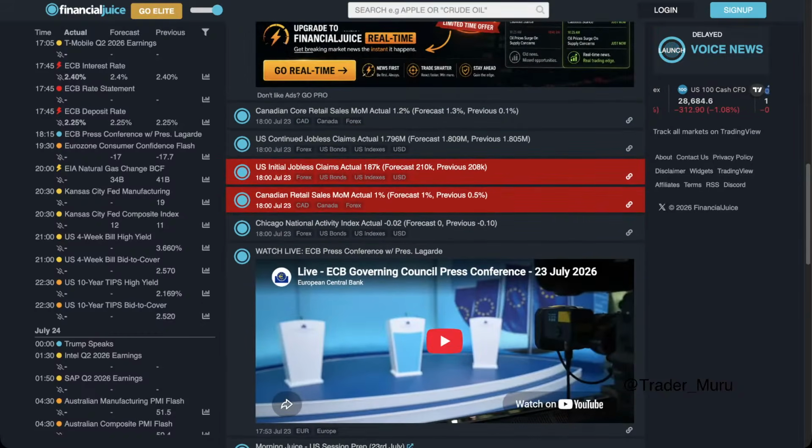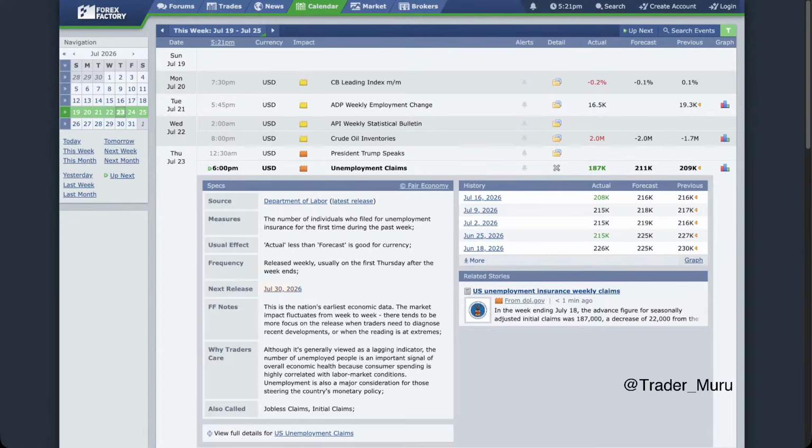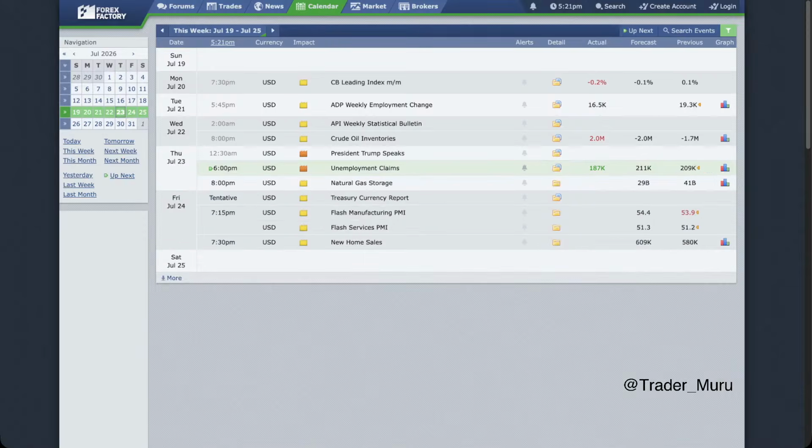So what we have: initial jobless claims was 187, forecasted 210. If you look at this here, less than the forecast is good for the currency. News is bearish for gold. It is bearish for gold.